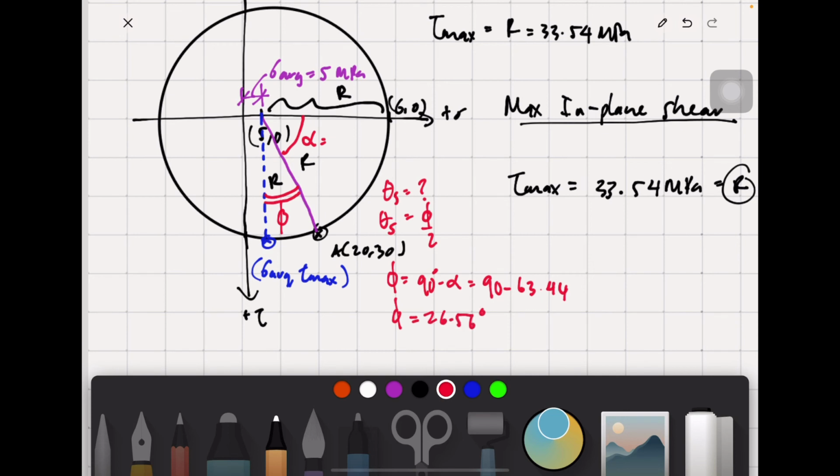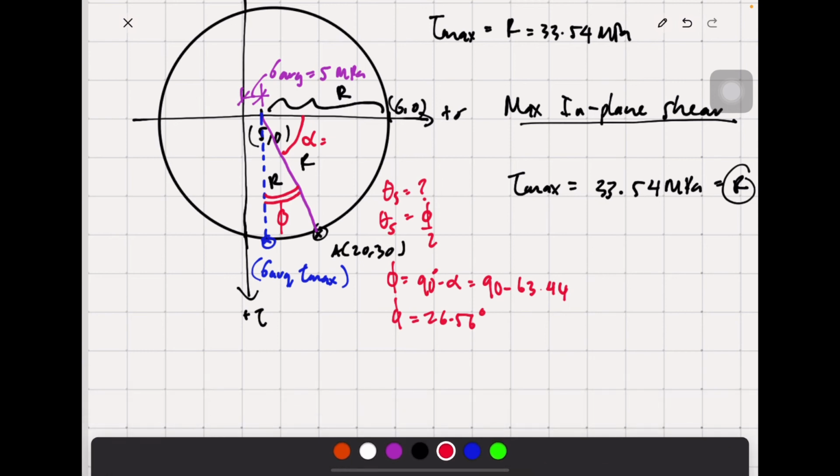So by dividing that by 2, you will get your theta S. This theta S is equal to phi over 2, 26.56 over 2 comes to 13.28 degree, and the direction is going, because it is underneath of positive sigma, like that, clockwise.